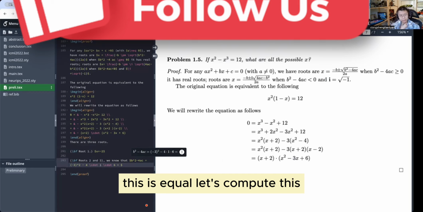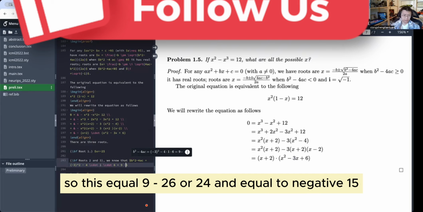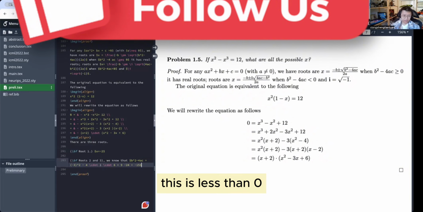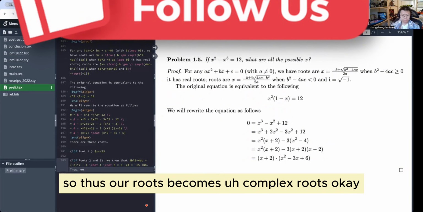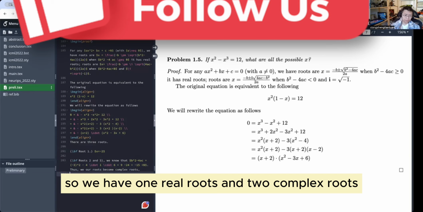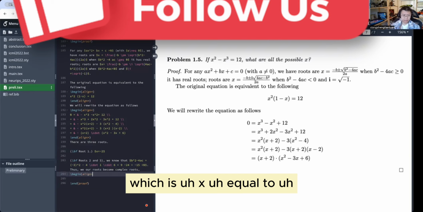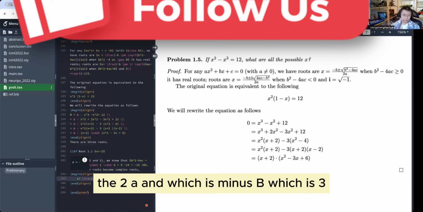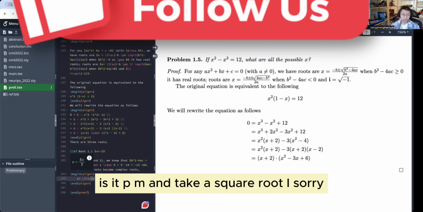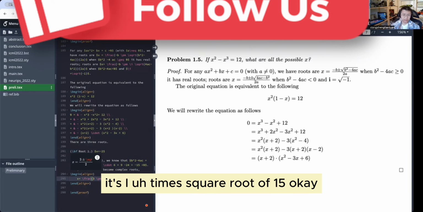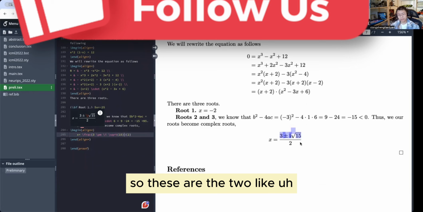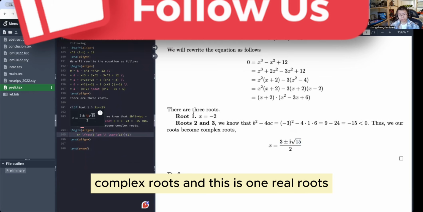Let's compute this. It equals 9 minus 24, which is negative 15. This is less than 0, so our roots become complex. We have one real root and 2 complex roots: x equals minus b over 2a, which is 3 over 2, plus or minus i times the square root of 15, over 2. So these are the 2 complex roots, and this is the one real root.